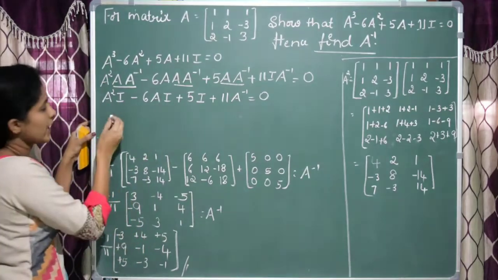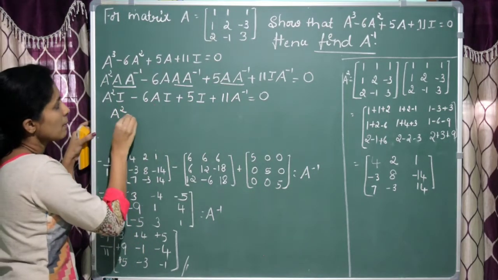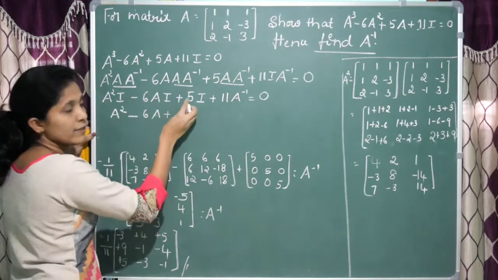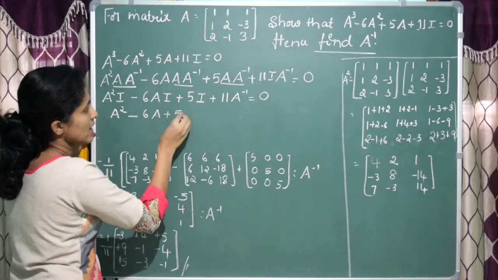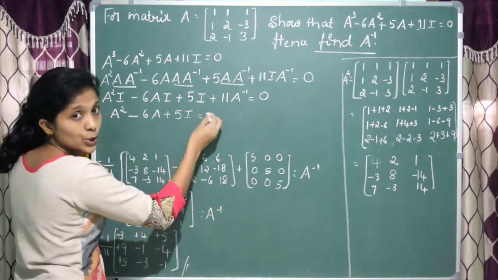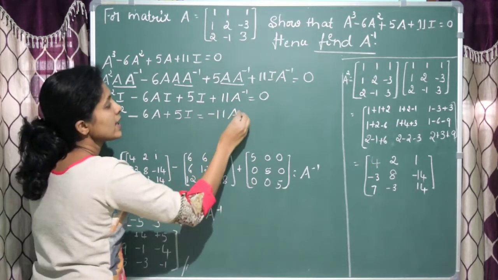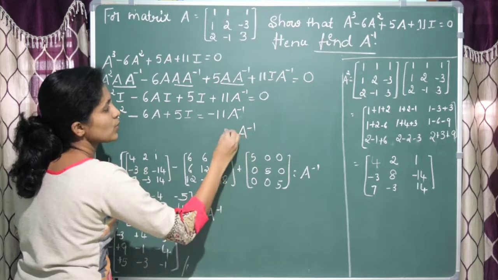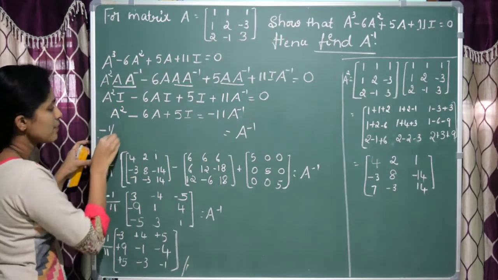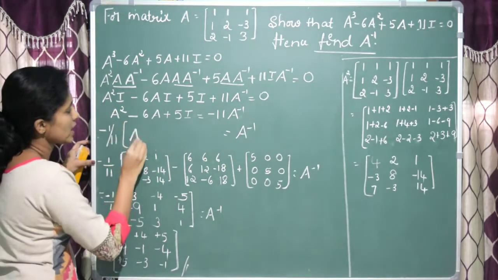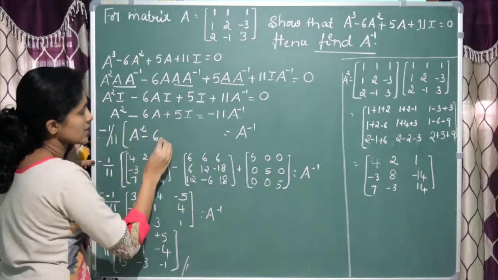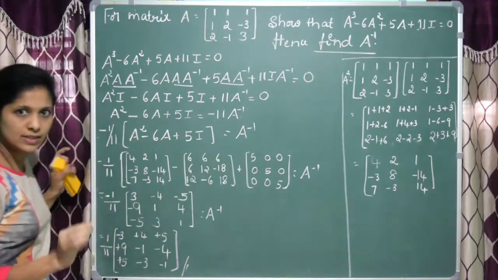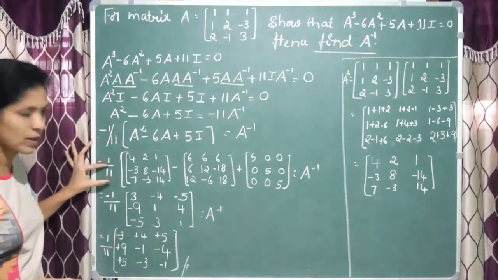Now A square into I can be written as A square, minus 6A into I, so this will be 6A, plus 5 multiplied with the identity matrix, so this is as it is 5I, is equal to minus 11A inverse. Now I need the value of A inverse, so I can write A inverse is equal to minus 1 by 11 into A square minus 6A plus 5I. Is it clear?